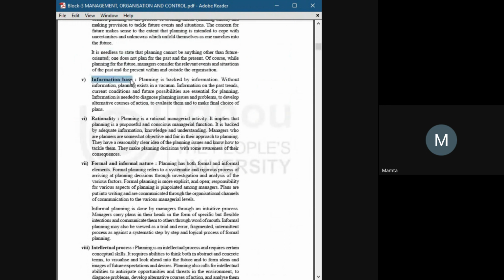Information base. Planning is backed by information. Without information, planning exists in a vacuum. Information on past trends, current conditions, and future possibilities is essential for planning. When we set our goals for an organization, we need the past results of our organization, so that we can set realistic goals which are achievable. We should not select those goals which are not realistic.